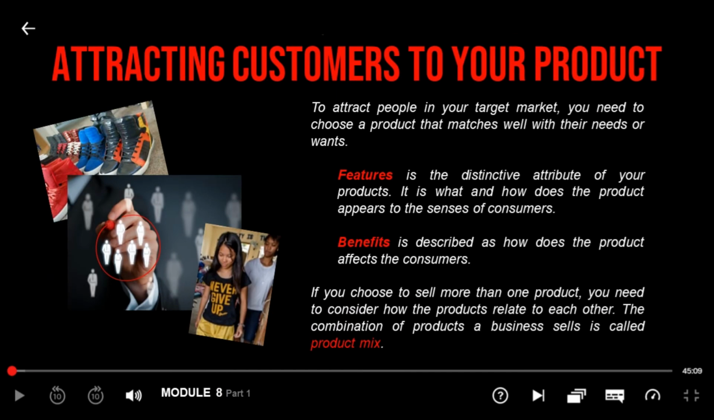Next is attracting customers to your product. So it says here, to attract people in your target market, you need to choose a product that matches well with their needs or wants. So we should first assess what people need, or specifically what our target market needs. For instance, now, what is the priority of people? Right, their priority is basic necessities like masks, face shields, and alcohol, and also food.